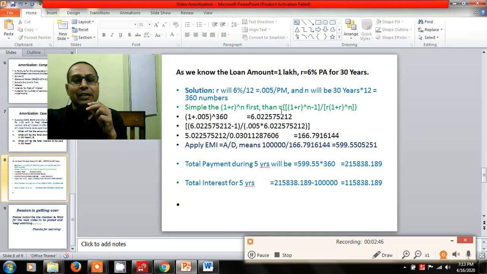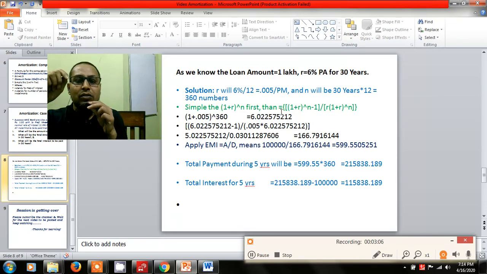The formula is simply 1 plus R to the power n, where n is the number of times the installments are to be paid. The number of times means 30 years, with equal monthly installments. So there are 12 installments in a year, and 360 installments will be there in the time period of 30 years.